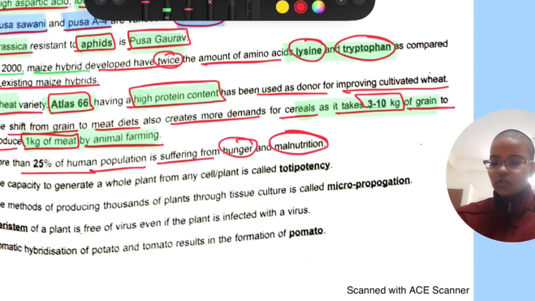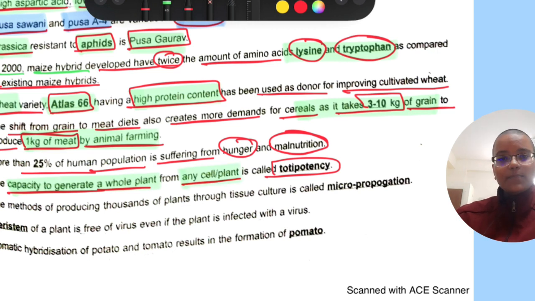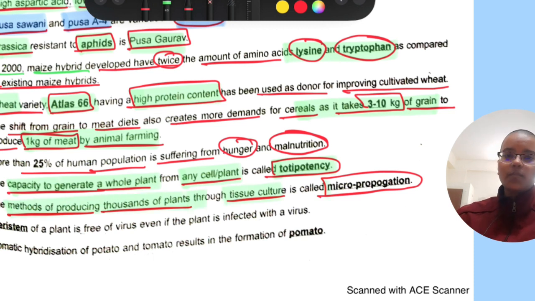The capacity to generate a whole plant from any plant cell is called totipotency. The method of producing thousands of plants through tissue culture is called micropropagation.